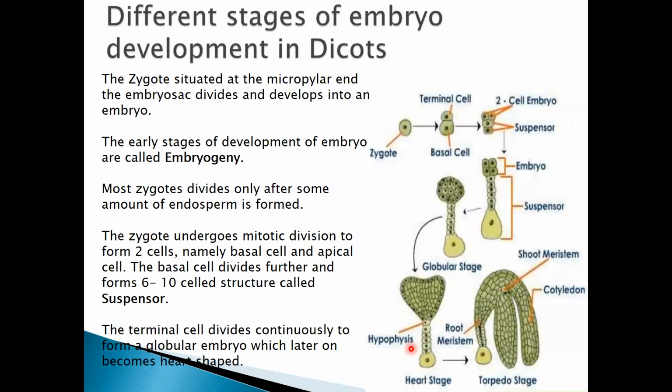Later, coming to the different stages of embryo development in dicots. The different stages are where the zygote develops into a two-cell structure, that is terminal cell and basal cell. Later, it divides into the embryo, then the suspensor cell, going from the globular stage to the heart-shaped stage and the mature embryo. So this explanation is important, plus what is embryogenesis and how the zygote divides. The zygote divides only when there is a presence of the nourishment tissue, which is the endosperm. So we studied the dicot embryo today.